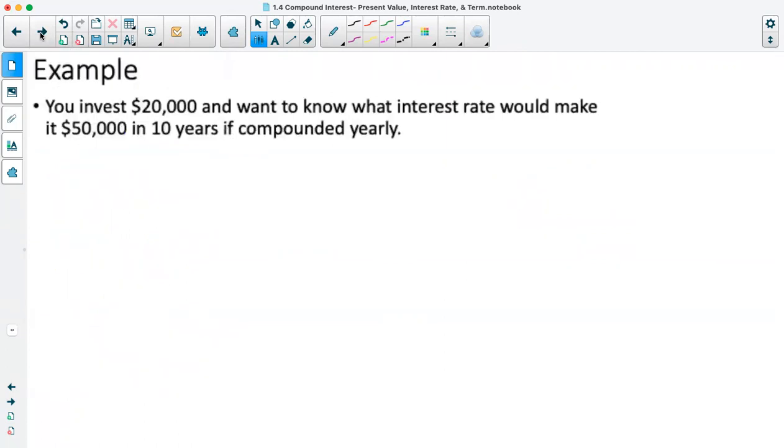Okay, so we'll look at an example of that. You invest 20,000 and want to know what interest rate would make it 50,000 in 10 years if compounded yearly. So we have our principal is 20,000. Our amount we end up with is 50,000. Our N is equal to 1. Our T is equal to 10. Now we're solving for R.